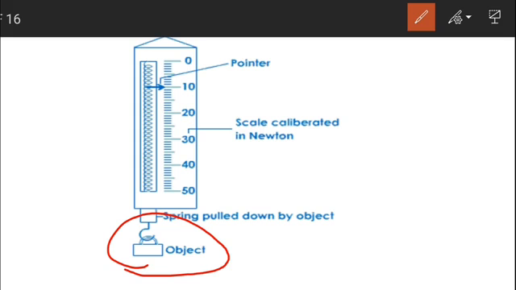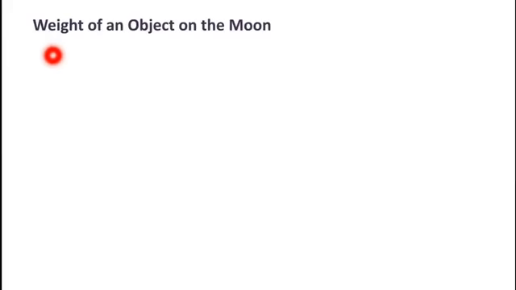Whenever the object is placed here, the pointer starts moving. We have to wait until the pointer stops moving. And when the pointer stops and is fixed at a certain point, then that point gives the reading of the weight of this particular object. Now let us calculate the weight of an object on the moon.